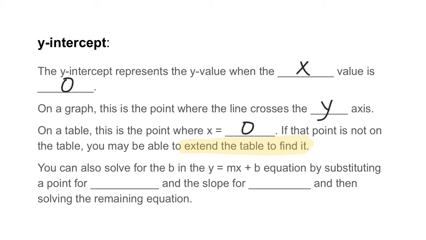Now, if you can't do that, or if you're not given a table at all and you're given just some points, then it's also possible to solve for the b. Remember, the b is right here.